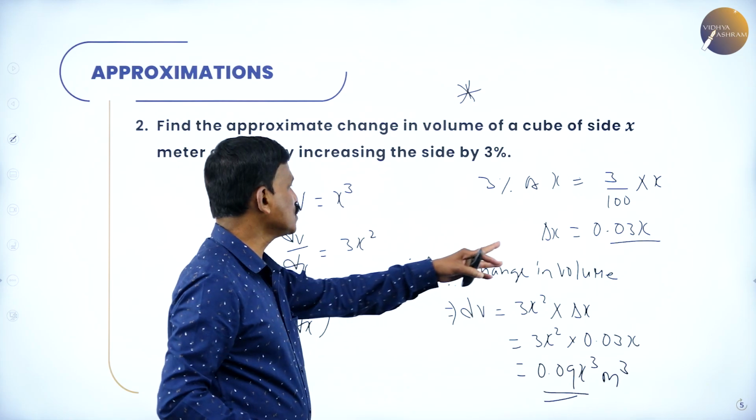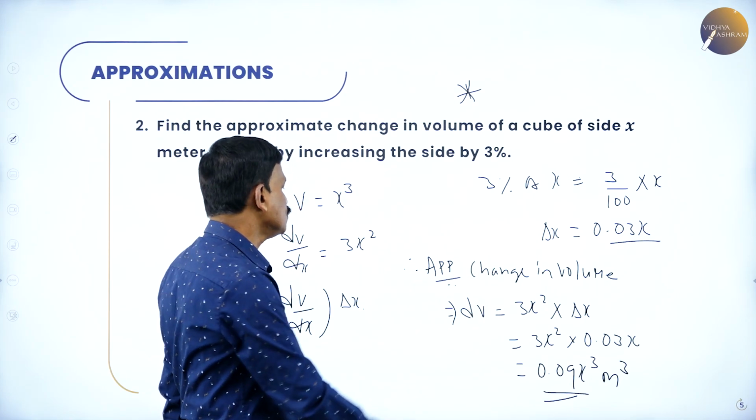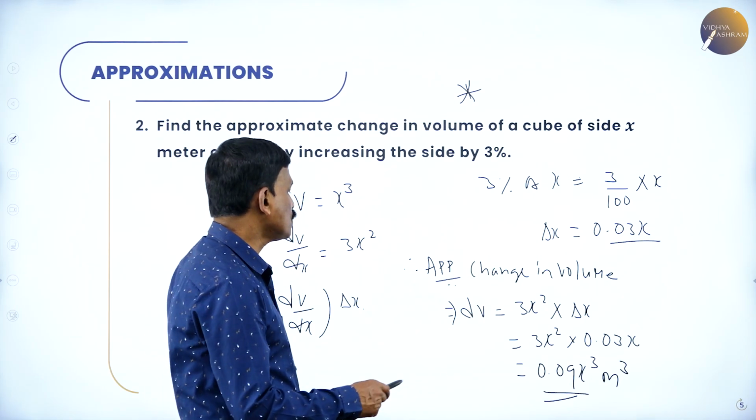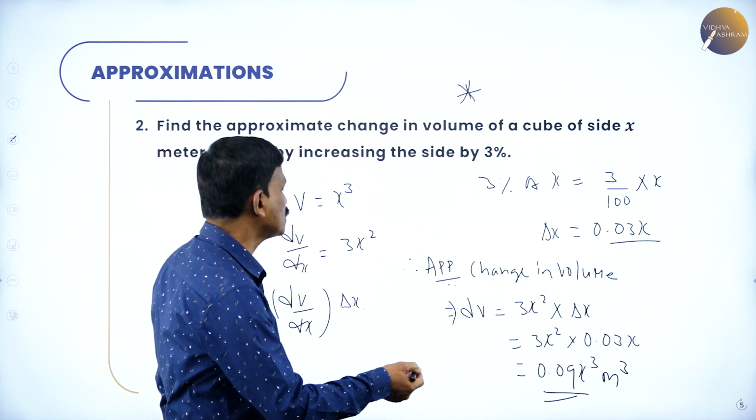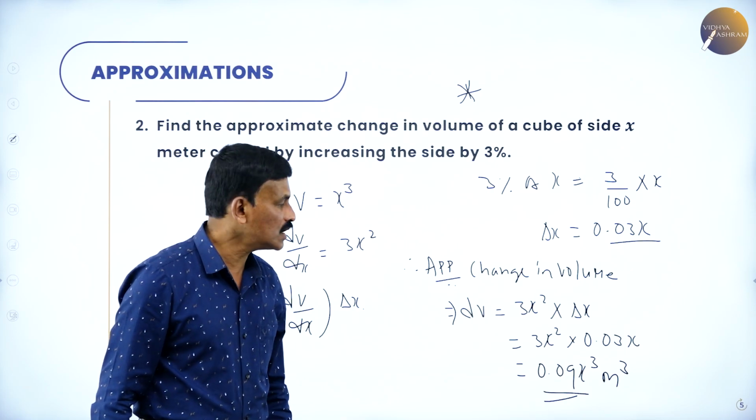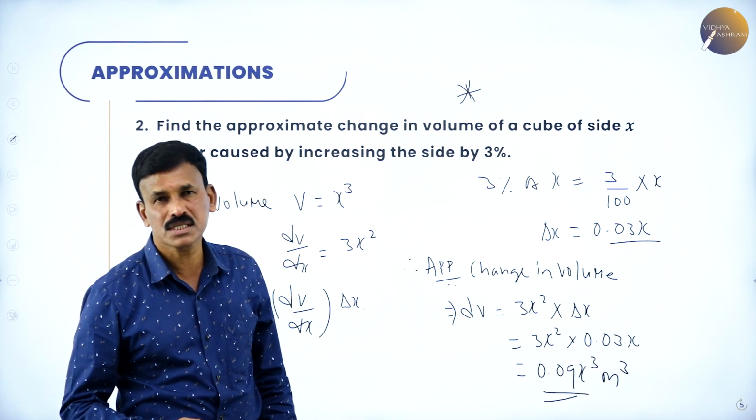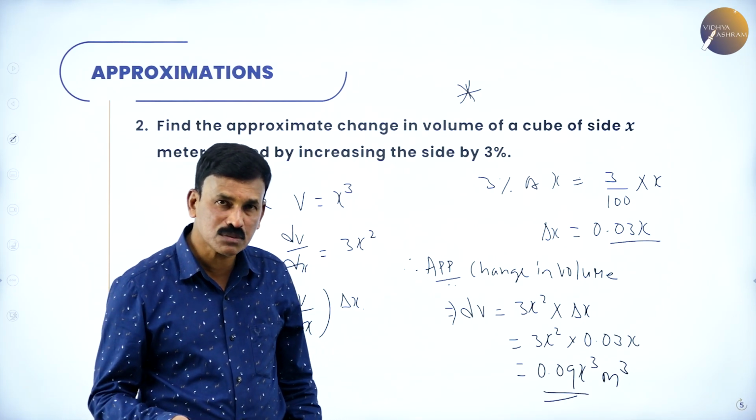Delta x is equal to 0.03x. That's equal to 3 into 0.03 is 0.09. X square into x is x cube meter cube. So the approximate change is 0.09 x cube meter cube. That's it. Okay. Now move on to the next problem.